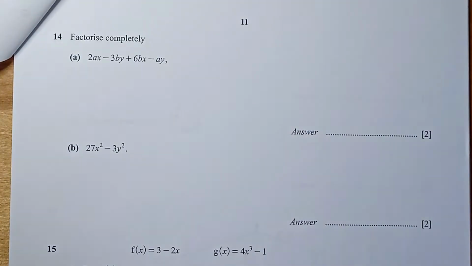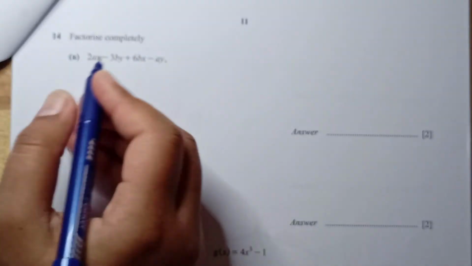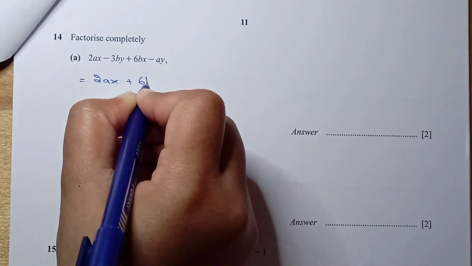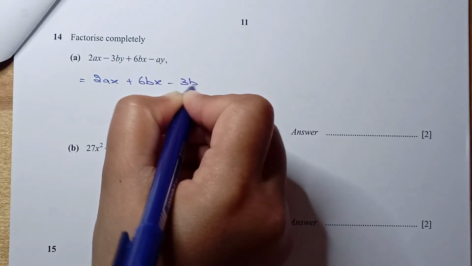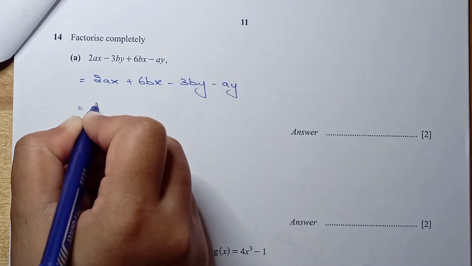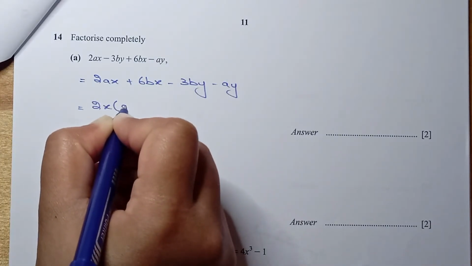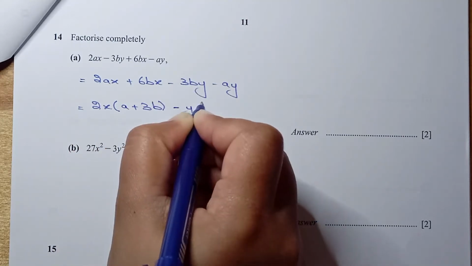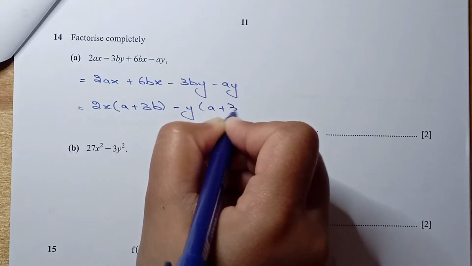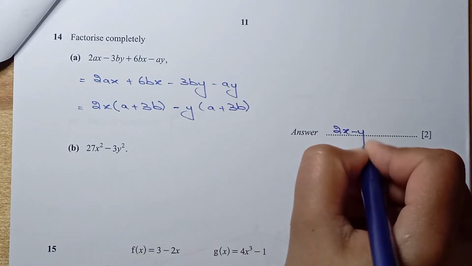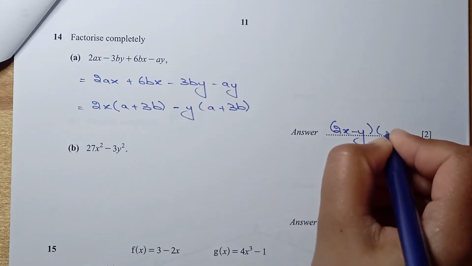So question number 14, factorize completely. In A part, first let me arrange the terms: 2ax plus 6bx and then minus 3by and minus ay, right? So if I take 2 and x common, we are left with a plus 3b. Taking negative y common, we are left with a plus 3b. Right, and the two factors are 2x minus y and a plus 3b.